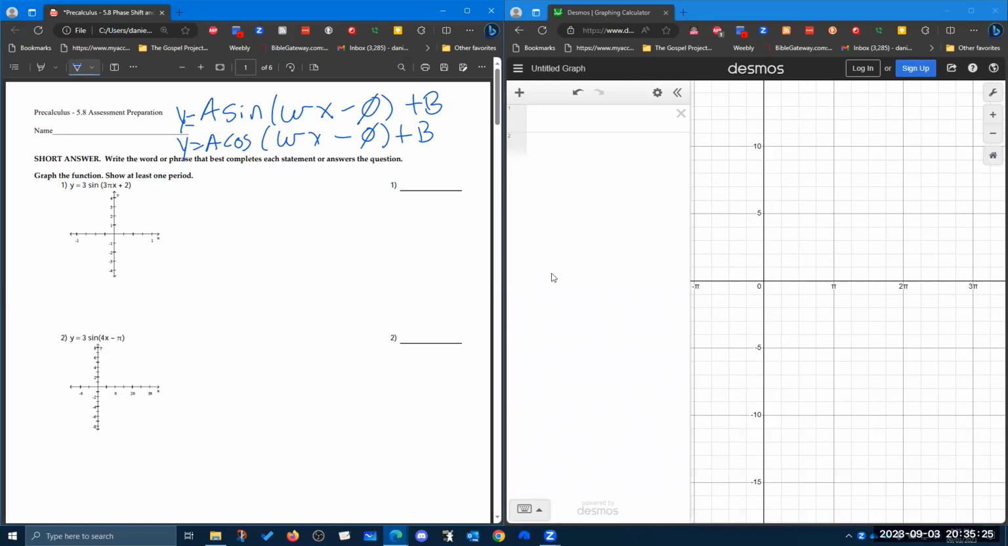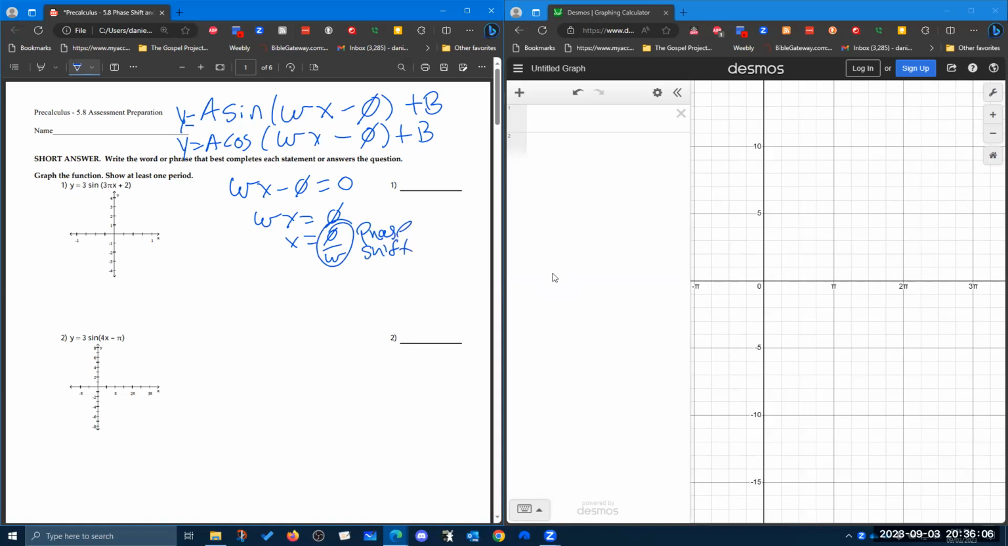If I want to find my phase shift, it's related to this letter phi, which is why we use that, because that's kind of the same sound in Greek as phase. But we're going to have to solve for x inside here. So we set omega x minus phi equal to 0. Then we get omega x is equal to phi, and x is equal to phi divided by omega. And this right here is our phase shift.